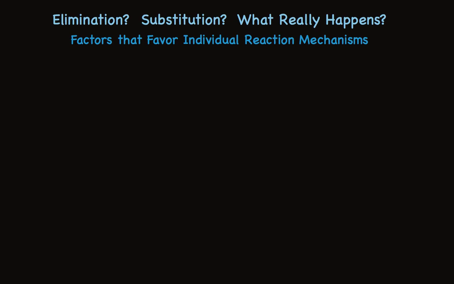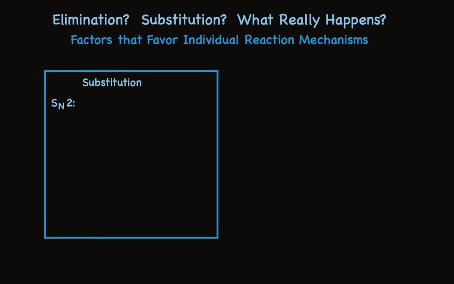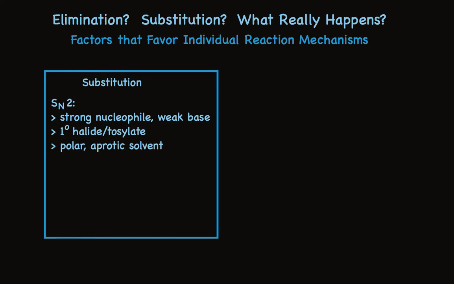So we're looking at factors that favor individual reaction mechanisms. And let's do substitution first. The SN2 reaction is favored by a strong nucleophile that's a weak base. It's favored by primary halides or tosylates, and polar aprotic solvents especially favor the SN2.